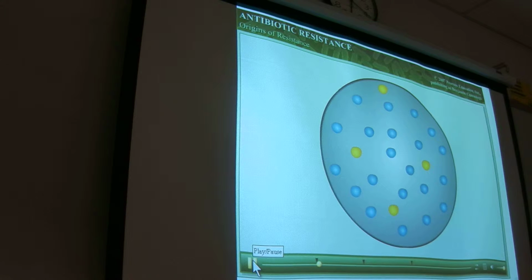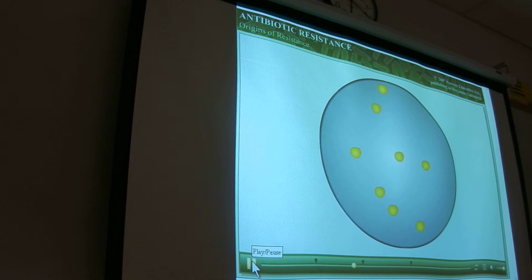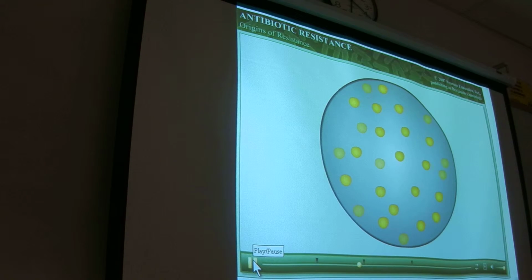In a particular population of bacteria, there may be a few cells that are resistant to the effects of a particular antibiotic. When the patient is given a particular antibiotic, that drug will kill or inhibit the growth of all the sensitive bacterial cells. This allows the resistant cells to multiply freely in this less crowded environment.